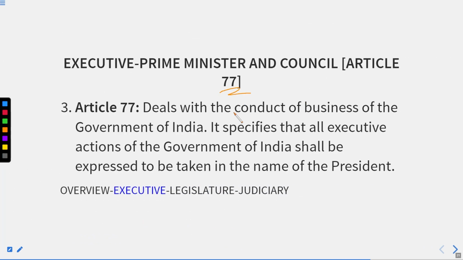Thereafter, we have Article 77, which deals with the conduct of business of the Government of India. It specifies that all executive actions of the Government of India shall be expressed to be taken in the name of the President. Okay, that's what we had already discussed.